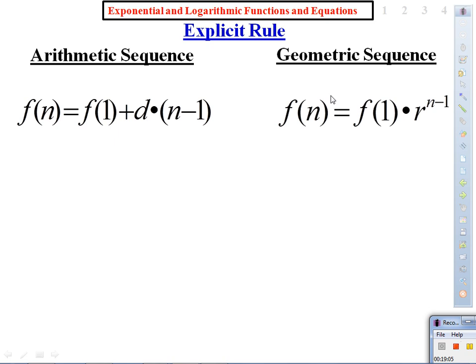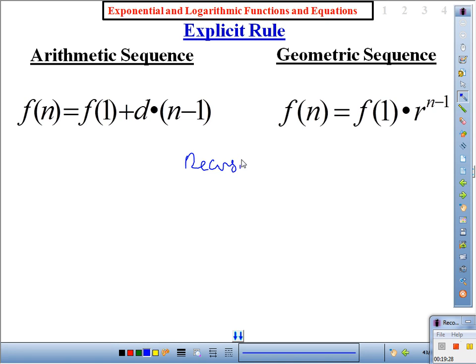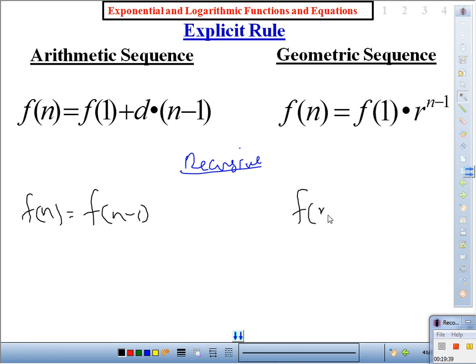Okay? Now, why am I giving you these? Because you need to memorize these. Not only these, but the previous ones. What were the previous ones? The recursive. What was the beginning for both? F of n equals f of n minus 1 for both. It was the same. However, this one is what? Plus d, and this one times r. You need to memorize these 4 because that's what they're going to ask you for. All right, copy this one.